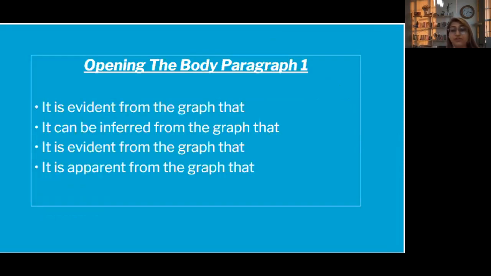Once you start your body paragraph, the first one is: it is evident from the graph that, it can be inferred from the graph that, it is apparent from the graph that. So whenever you start your body paragraph, you can use these statements. I hope the vocabulary is now clear for task one for the academic students.